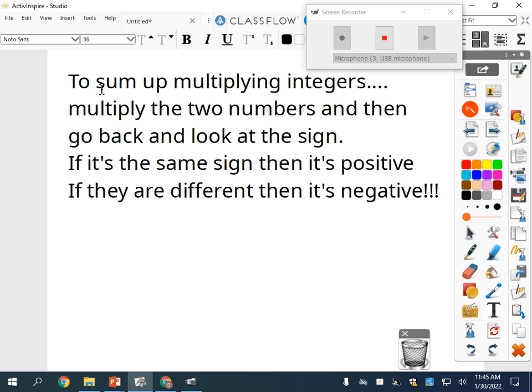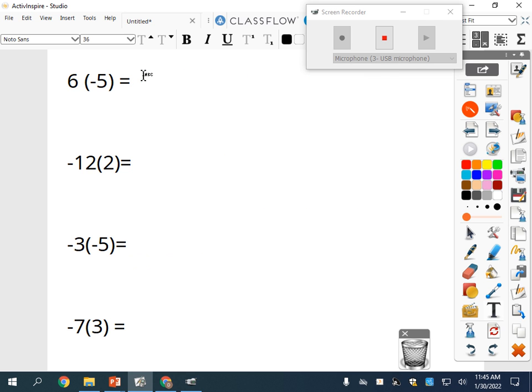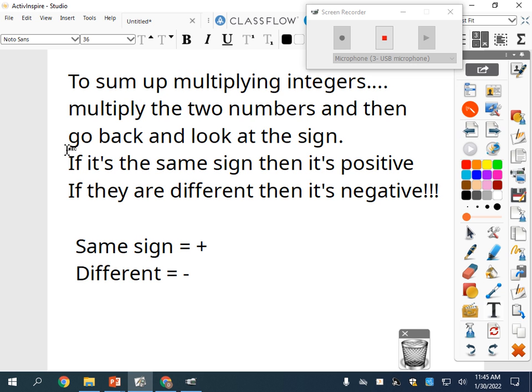So basically, to sum it up, when you multiply two numbers that have the same sign, you get a positive result. So same sign gives you a positive product. Different signs give you a negative result. All right, so a couple of examples. Did I put examples on the next page? Yes, I did. So ready? Here's all you're going to do: you're just going to multiply the two numbers, and then go back and look at the sign. If the signs are the same, you get a positive product. If the signs are different, you get a negative product.